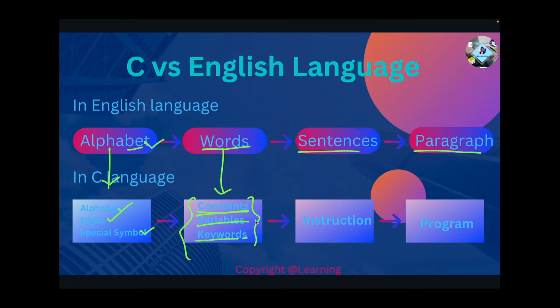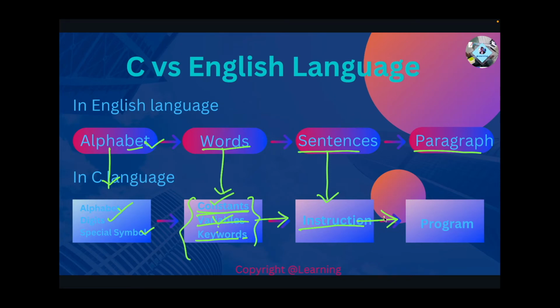And all these together make some instructions, right? Like some sentences in English. So we use some words to make some sentences. Here we use maybe constants or variables or keywords to make some instructions, right? So at the end the instructions make up the program which we call a C program, right?